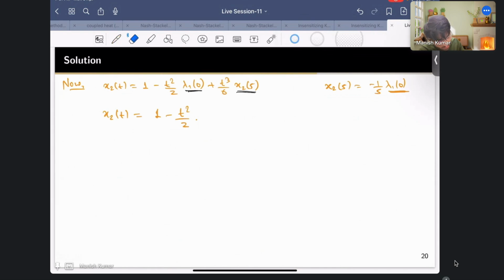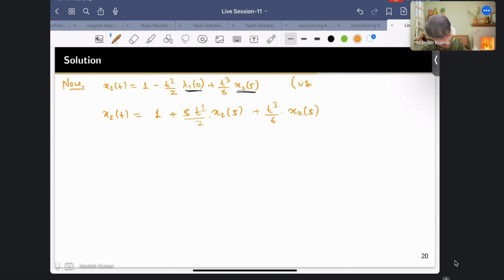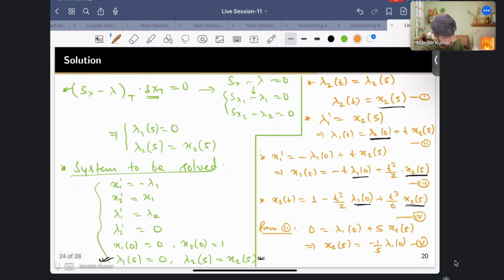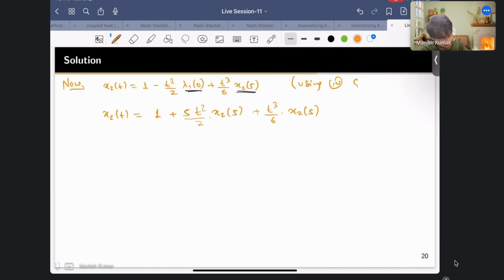So plus 5 t square by 2 times x2 at 5 plus t cube upon 6 times x2 at 5, right? So I have substituted, this is obtained using 4 and 5, right? Sorry, I have used it here, using 4 or 5, right? So we got this one.